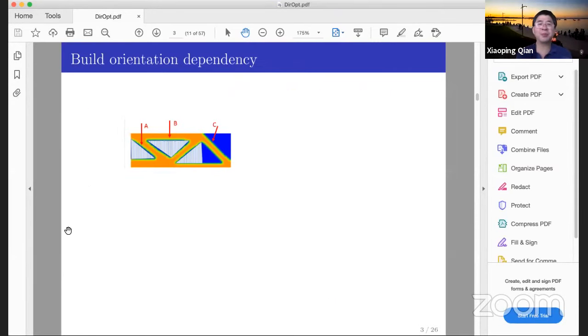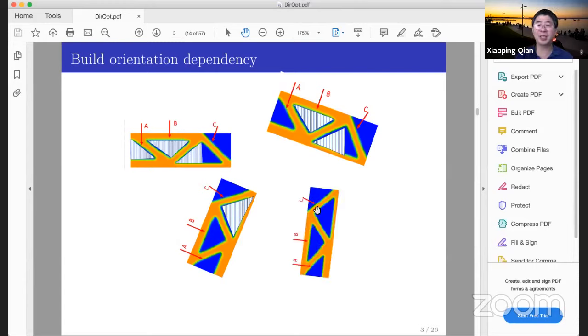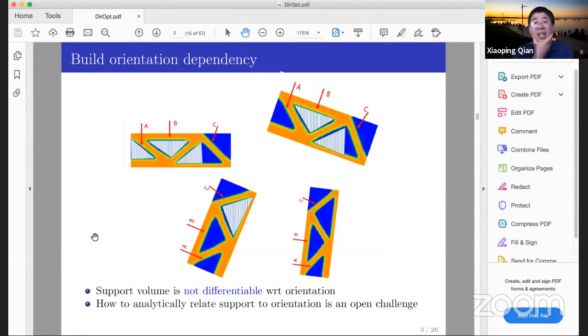So here's an example. Take the same beam structure: if you rotate the structure clockwise, you can see the A domain, you don't need support. If you rotate the other way, now only this part needs support. If you rotate a little bit further, you can see this entire part can be built without support structure. So clearly the amount of support is not differentiable with respect to build orientation. And we would like to make it differentiable in the context of topology optimization so we can use gradient-based optimization. And this is the challenge we want to talk about today.